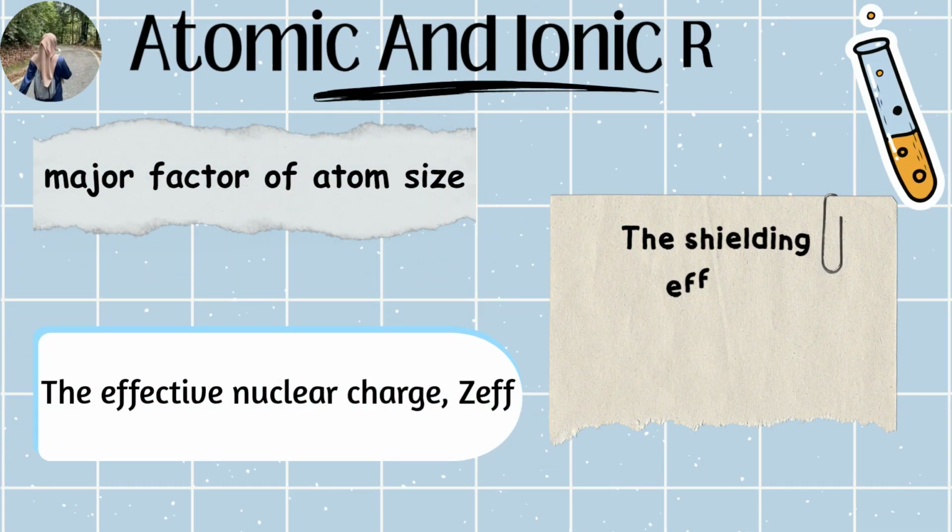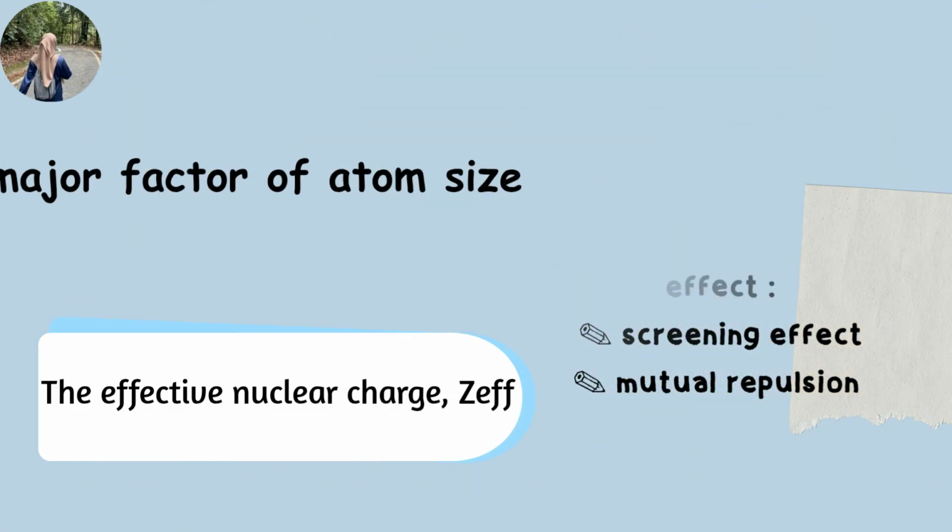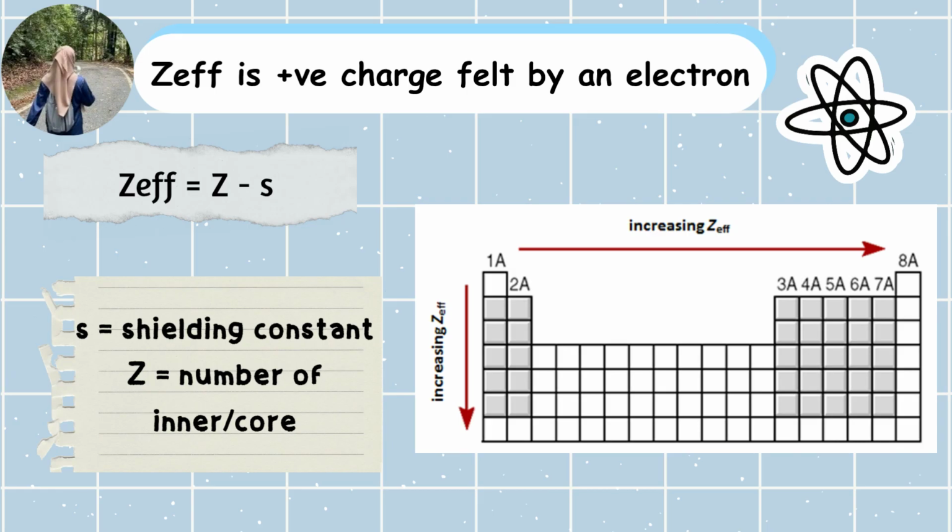The major factor affecting atomic size is the number of electron shells. More shells make the atom larger because the outer electrons are farther from the nucleus. Effective nuclear charge Zeff is the net positive charge felt by an electron. The shielding effect happens when inner electrons screen the nucleus, and mutual repulsion between electrons reduces the attraction.